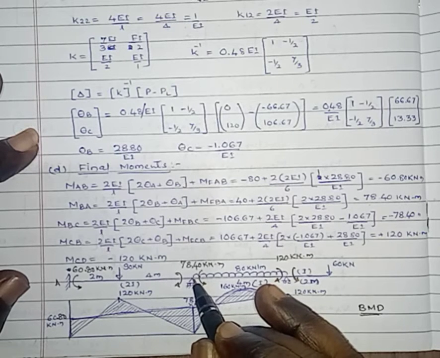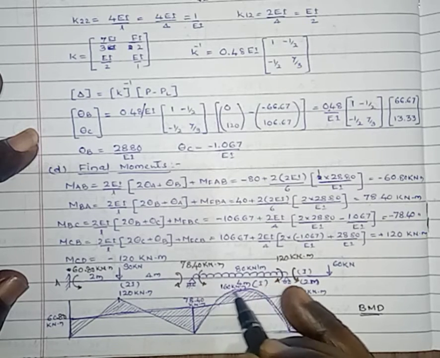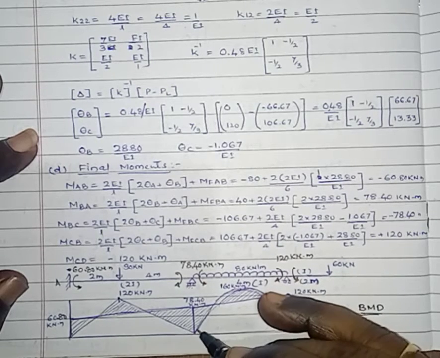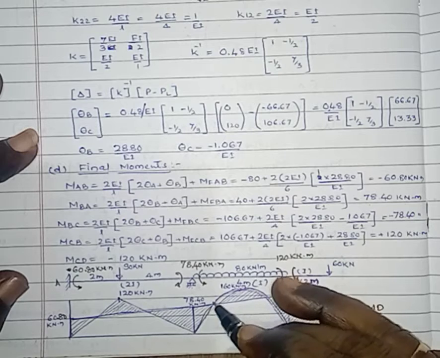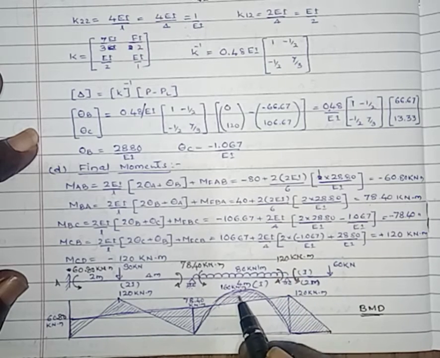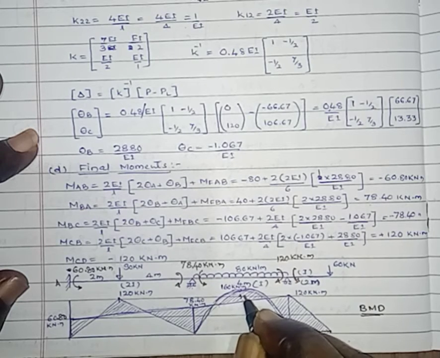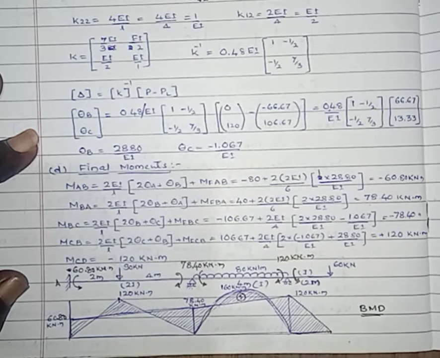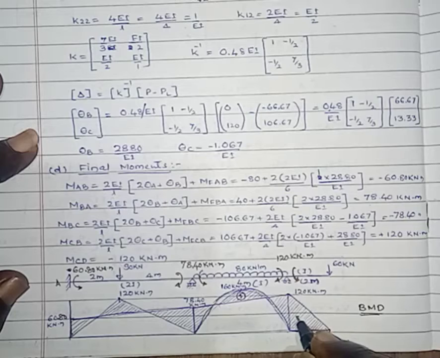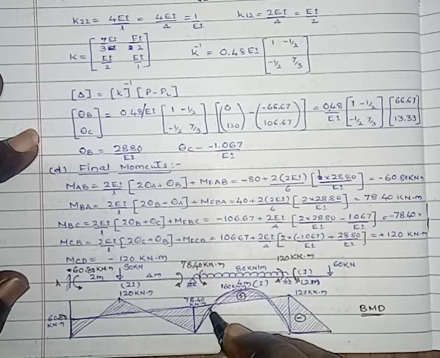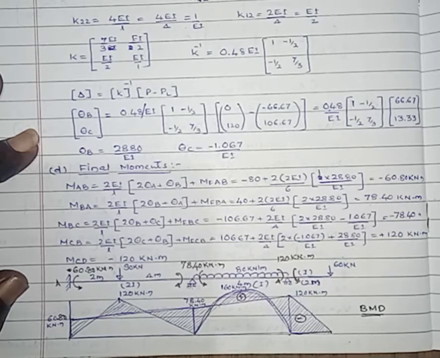Then in this span, the simply supported beam is subjected to UDL. At the support the bending moment is 0 and at the center the bending moment is maximum. The maximum bending moment is given by WL square by 8. That one is WL square by 8. Here at the support the bending moment is 0. This one is a curve, a parabolic or curvilinear shape like this.